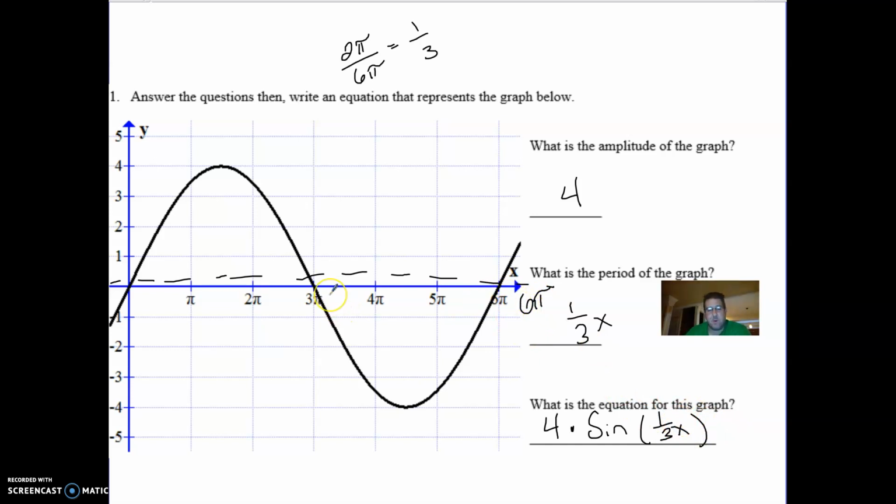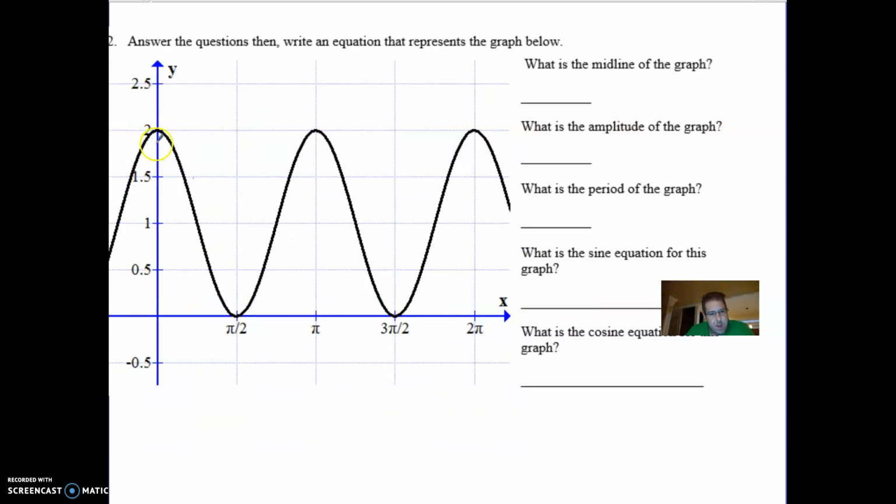So anytime the period is more than 2 pi, then you know you're only going to do a part or a fraction of one circle. And then you add the midline, which is 0, but I'm going to write it there anyway. It's 0 because that's where the middle is. And there's your equation. So 4 times sine of 1/3 x.